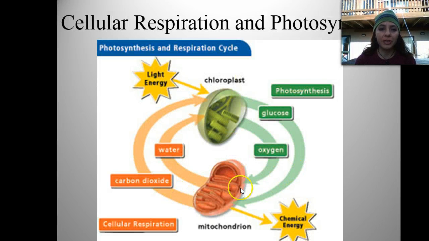So again, we have light energy coming into the chloroplast. We have carbon dioxide coming in from the process of cellular respiration as well as water. The chloroplast uses energy from the sun to create glucose and oxygen through the process of photosynthesis. And the mitochondria produces chemical energy in the form of ATP.